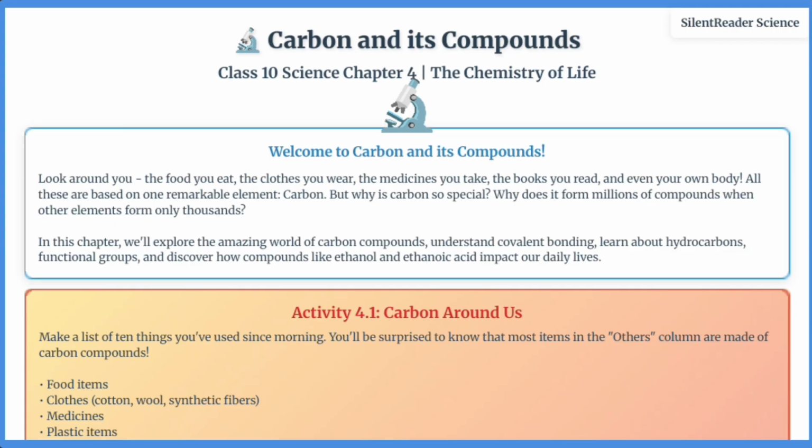In Activity 4.1, we list items we've used since morning and discover that most belong to the amazing world of carbon chemistry. Throughout this chapter, we'll understand covalent bonding, explore carbon allotropes, learn about hydrocarbons and functional groups, study important compounds like ethanol and ethanoic acid, and discover how soaps and detergents work. Get ready for an incredible journey into the chemistry of life.